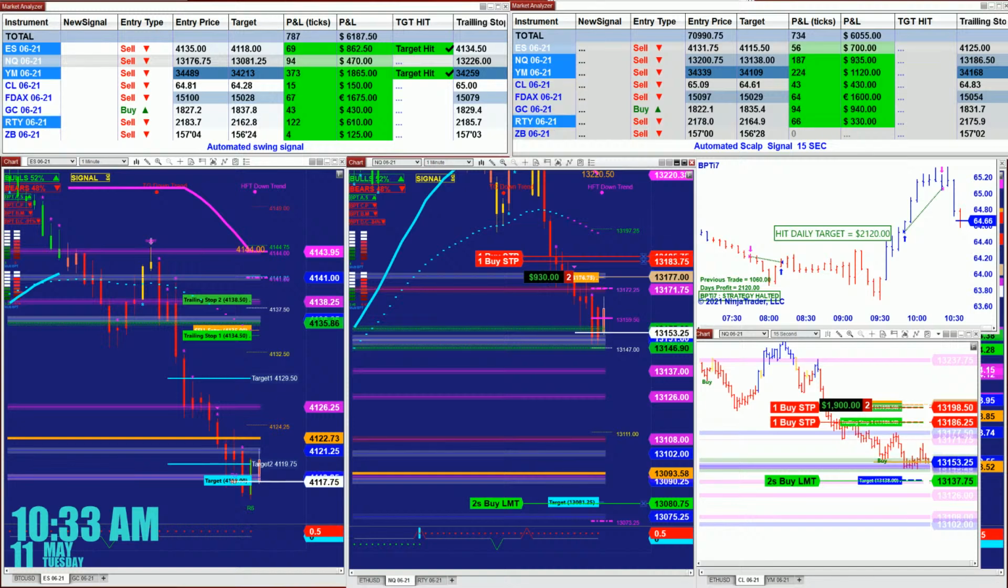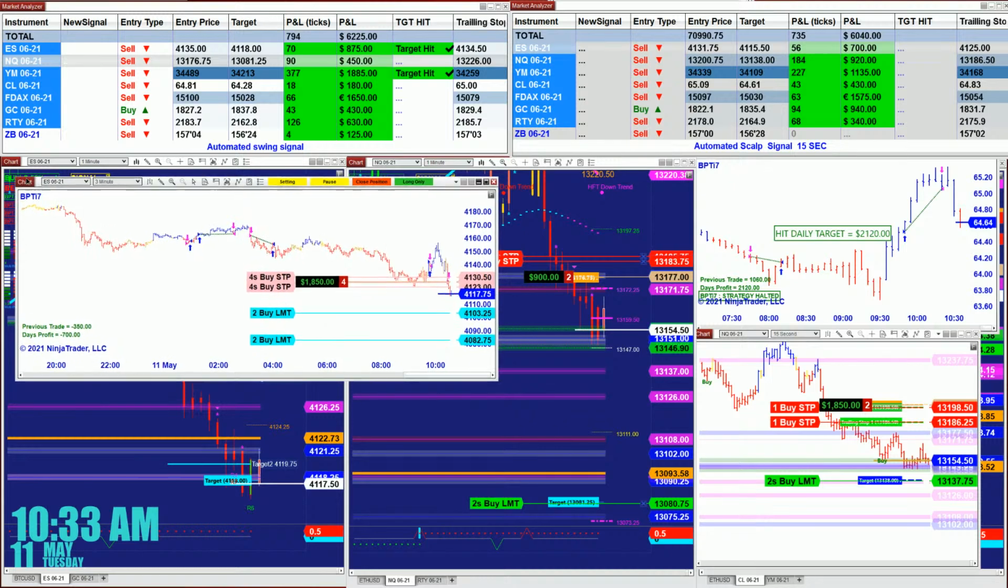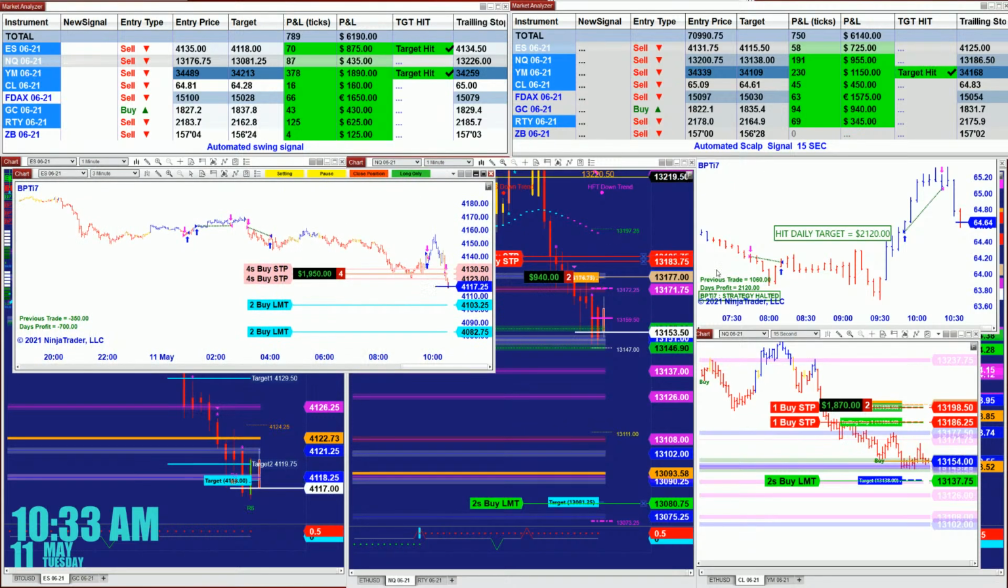On the TI7, the other auto trade on the ES took that trade and has already broken even on the ES. On the Nasdaq, I don't have anything taking a trade. That's good.